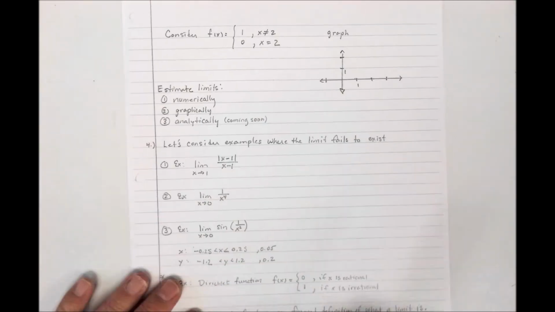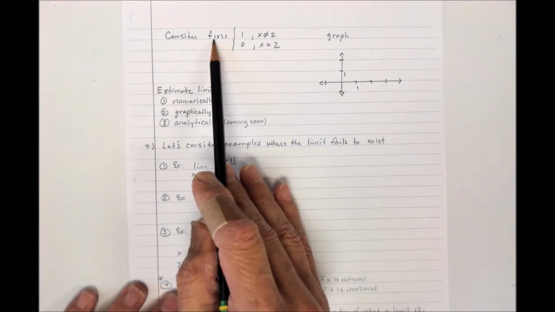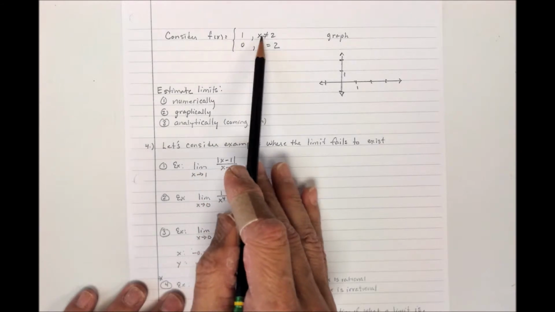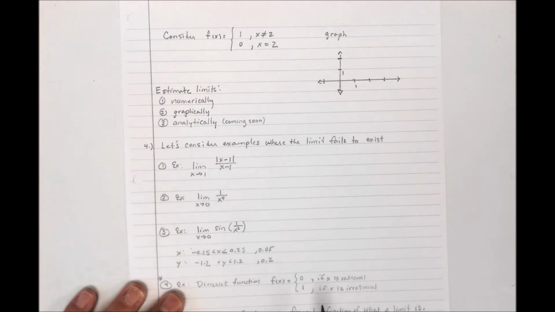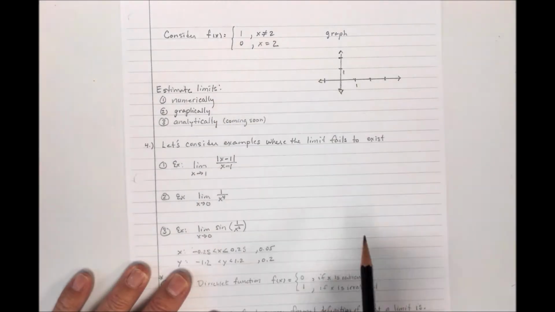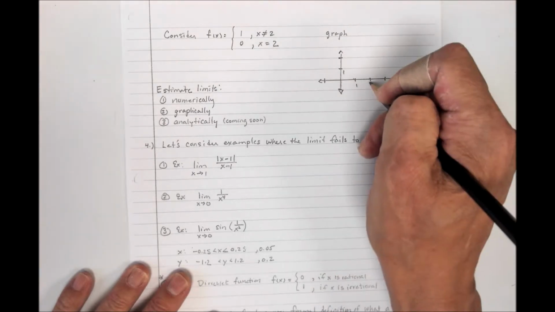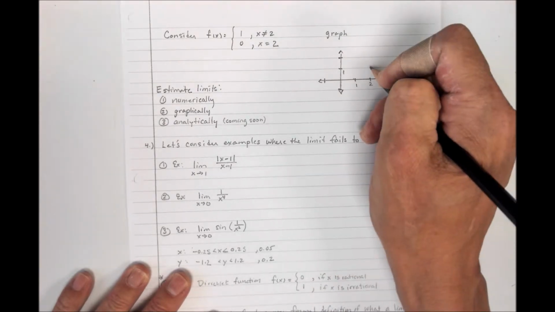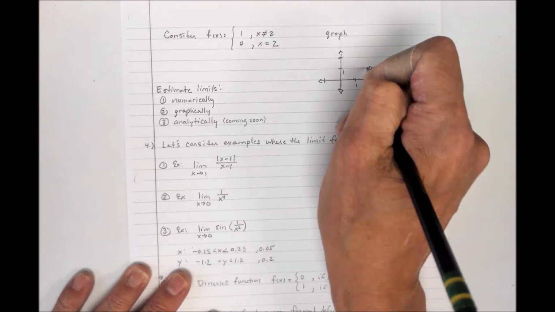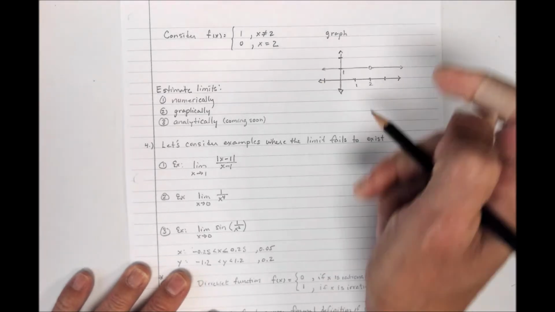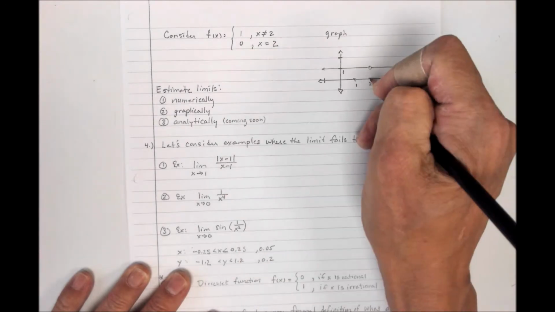Okay, we're going to get a little bit more here. Let's see what happens now. Here's another function. F of x is equal to 1 when x is not equal to 2, and it's equal to 0 when x is equal to 2. Well, that's weird. My function is equal to 1 for every number except when x equals 2. So I'm going to graph this out. So it's not equal to 1 here, but it's equal to 1 for every other value. And then it's equal to 0 when x is 2.